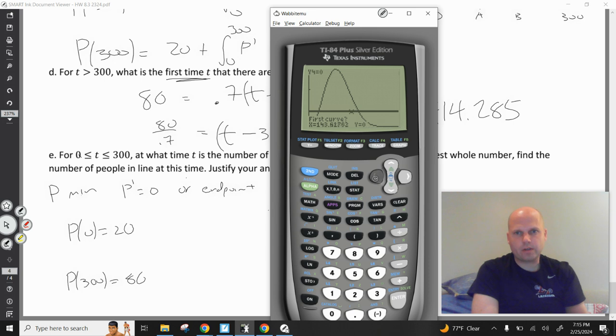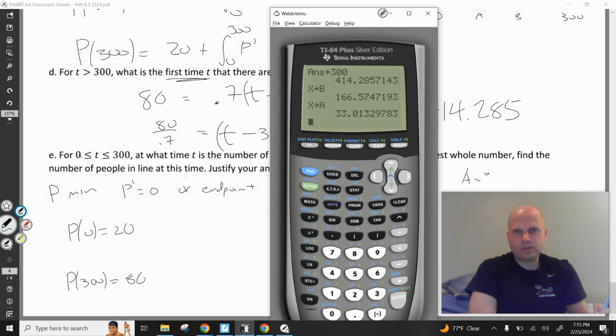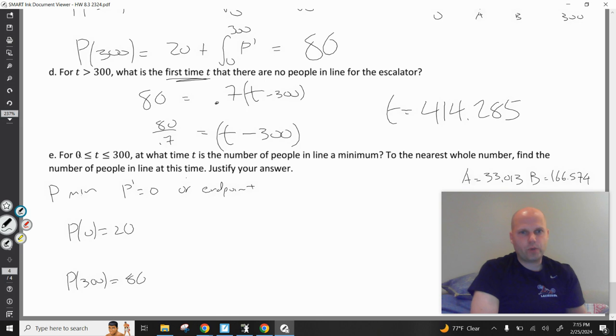Switch to your Y equals 0. It might be easier to slide over. There's my A. Got to write them down. A is 33.013. If I write it down once, I don't have to write it down again. B is 166.574.